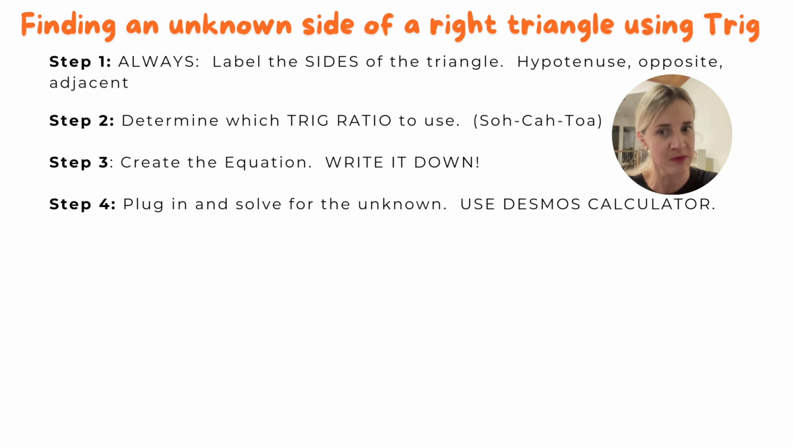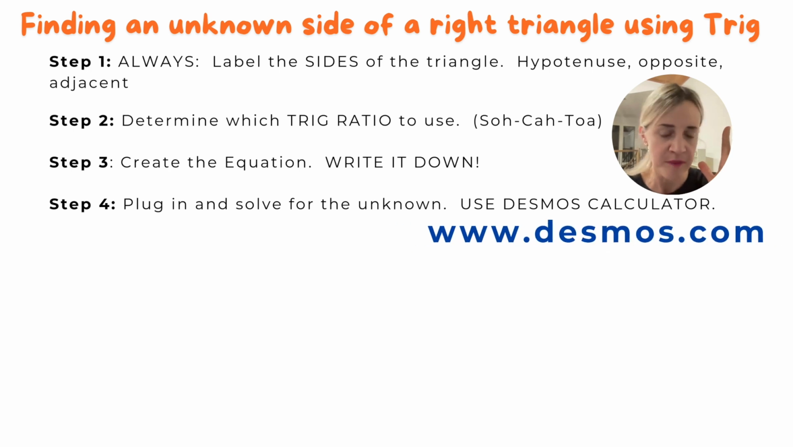Step 2, determining which trig ratio to use. So step 1, label the side. Step 2, determine which trig ratio to use. Step 3, create your equation, write it down. Step 4, use a calculator because you have to, desmos.com, and solve.